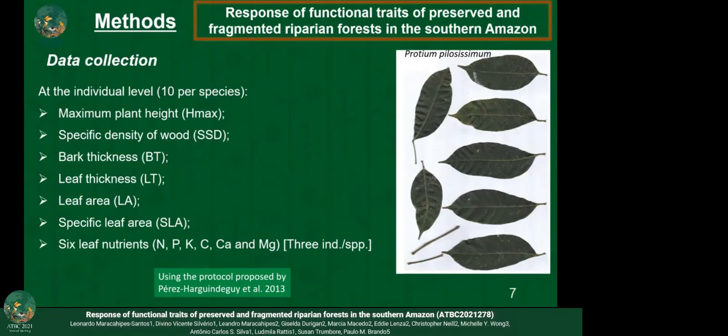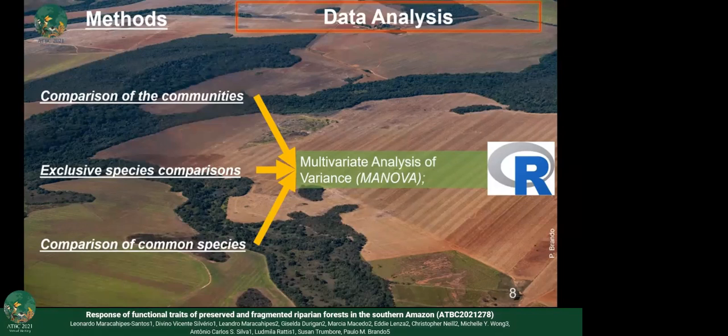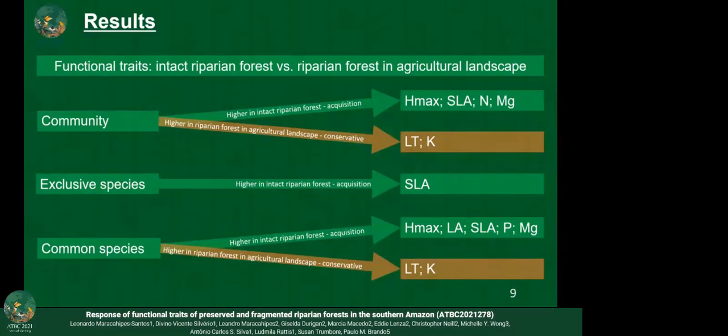Here are the 12 sampled functional traits. We did analysis at the level of plant community, exclusive species, and common species at all levels. We used MANOVA. Our results show functional traits with acquisitive characteristics in riparian forests in intact forests and conservative ones in riparian forests in agricultural landscape, indicating that deforestation and edge effect change forest functional traits.